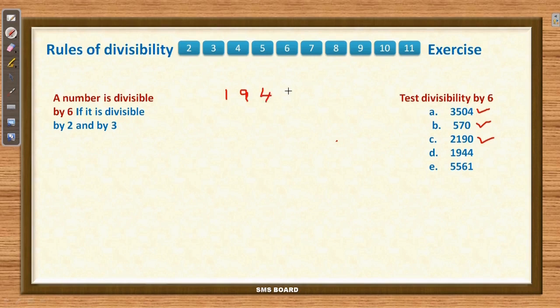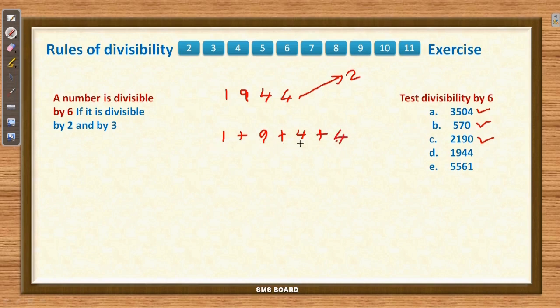Now let us discuss the next problem, 1944. This number is ending with 4, so this number is definitely divisible by 2 according to the rule of divisibility by 2. Now let us find the divisibility of this number by 3. We have to find the sum of the digits: 1 plus 9 plus 4 plus 4.